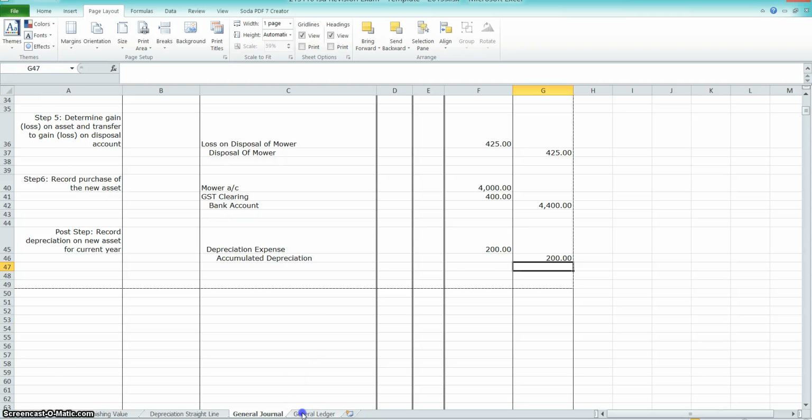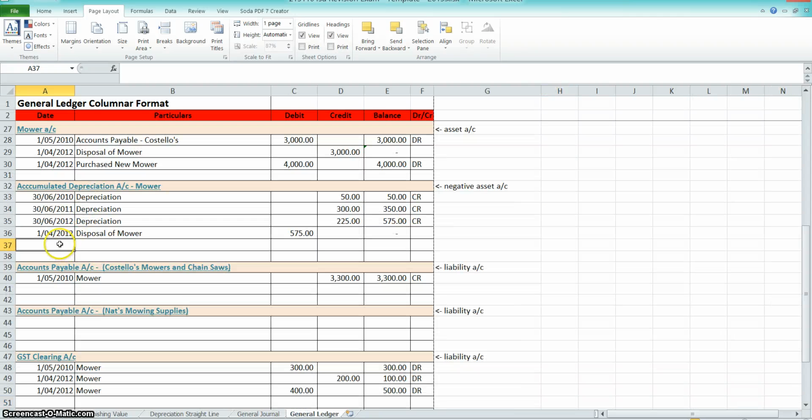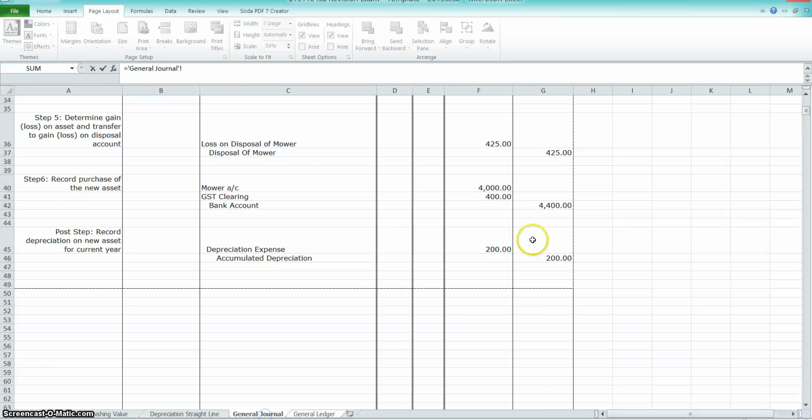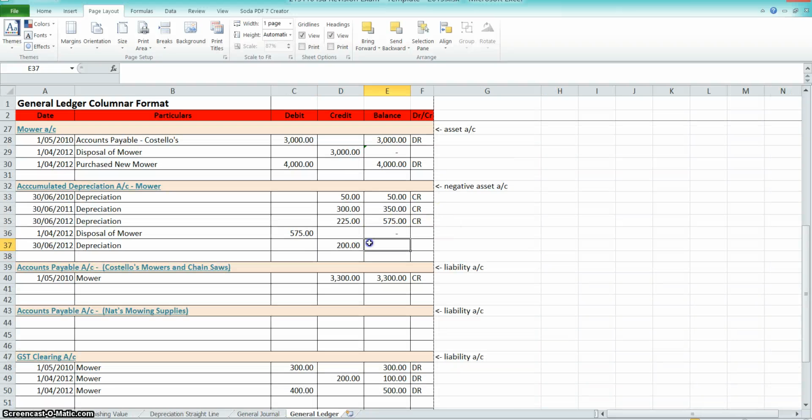So if we now post those into our ledger, we had on the 30th of June 2012 depreciation, which will be equal to 200 in the debit column. Oh, wrong one again. Sorry, this is the credit one. So this is your accumulated depreciation account. Put it in the credit column. Gives us a balance of $200 credit in that one.